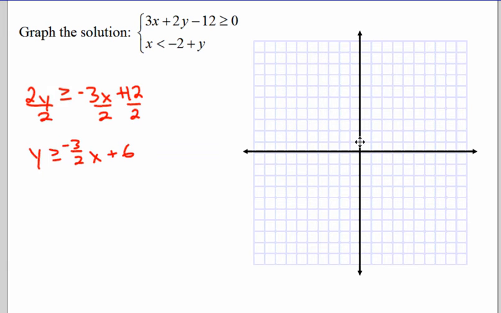So the y-intercept is 1, 2, 3, 4, 5, 6. So I put a point on the y-axis at 6. Slope's negative 3/2, so I go down 3 to the right 2, down 3 to the right 2, and again, down 1, 2, 3 to the right 2. I could go up 1, 2, 3 and to the left 2. Now, when I draw my line, there's an equals in the inequality. So I use a solid line.